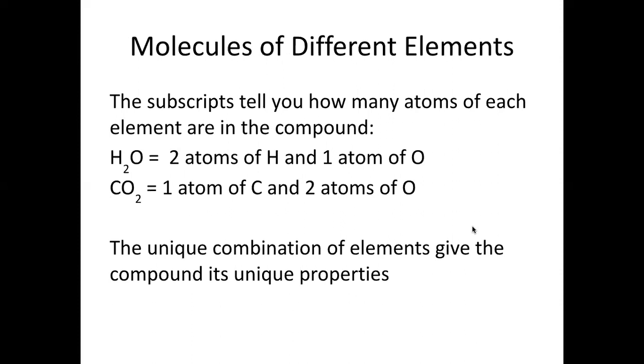You can have molecules of different elements, and to determine how much of each element is found in a molecule, we depend on the subscripts. So here when we look at water, we have H2O. The subscripts are the little numbers at the bottom. This is telling us that there are two atoms of hydrogen and one atom of oxygen. For carbon dioxide, if there's no subscript here, we just know there's a 1 there. So this is telling us that there's one atom of carbon and two atoms of oxygen. And the unique combination of elements gives the compound its unique properties.